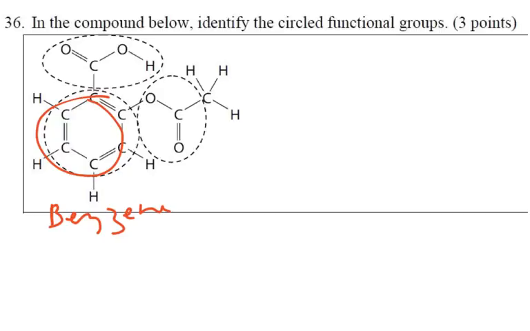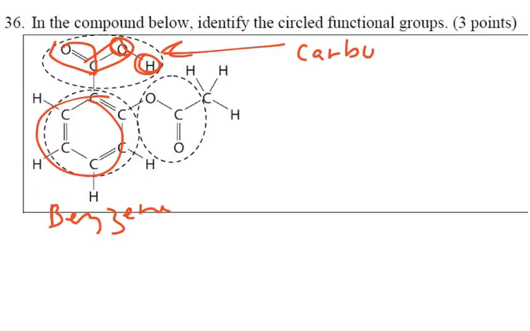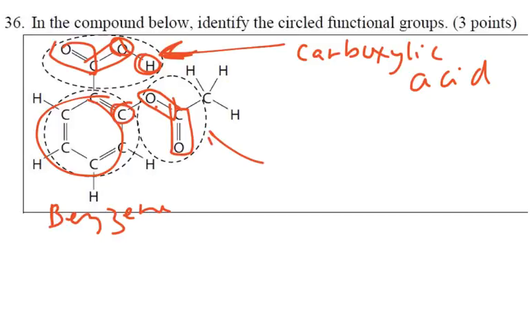B-E-N-Z-E-N-E. Okay, up here we have a C double bond O, and then we have a single bond O, and on the single bonded O is what we care about, that's the H. So we know that that is a carboxylic acid. Now if that was some more carbons right here, then we would know that that is an ester, but this is a carboxylic acid. And the last one, we have C double bond O, single bond O, and that one is connected to more carbons, so this one is an ester. So the 3 answers: carboxylic acid, ester, and a benzene ring.